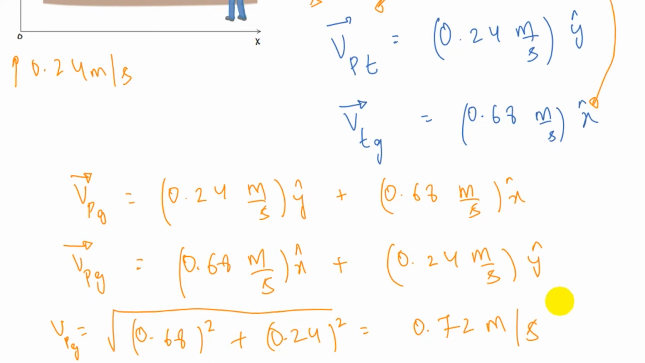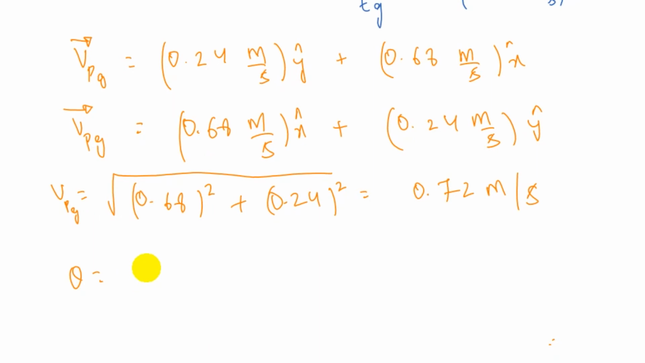And we can also find the direction. So the direction theta would be equal to tangent inverse of the y component over the x component. So for the y component we have 0.24 and for the x component we have 0.68. So this would be equal to 19 degrees.